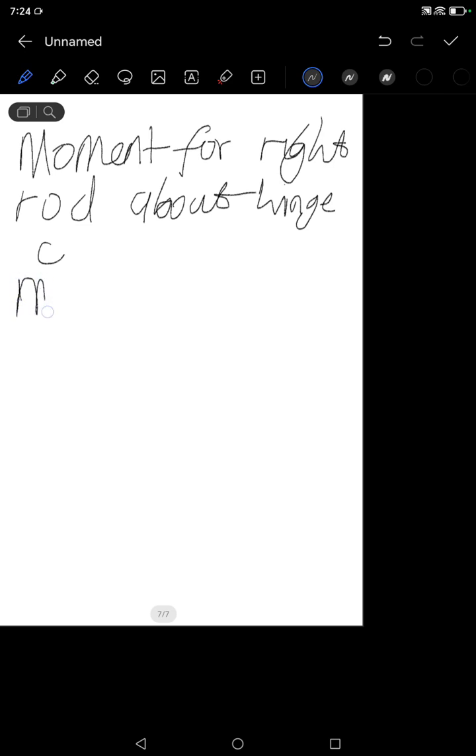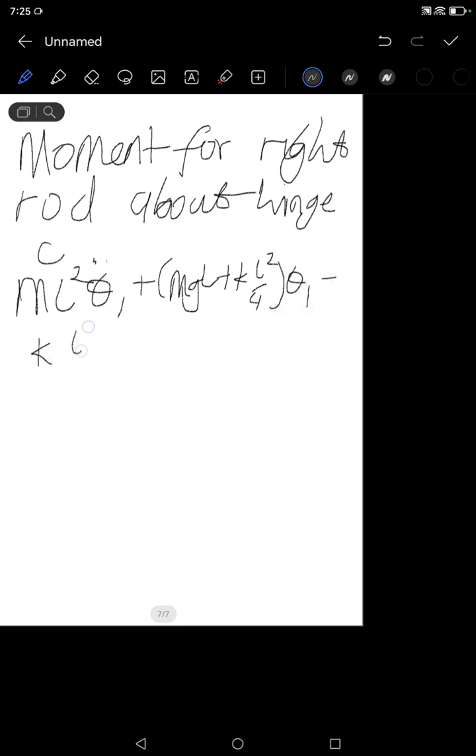We had m L squared theta 1 double dot, plus mgl plus k L squared over 4 multiplied by theta 1, minus k L squared over 4 multiplied by theta 2. This was our first equation of motion. By the exact symmetry, the equation for the right rod is the same as the equation of the left rod, so wherever there's theta 1, we replace it with theta 2.